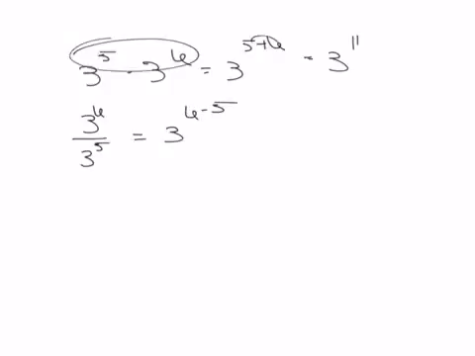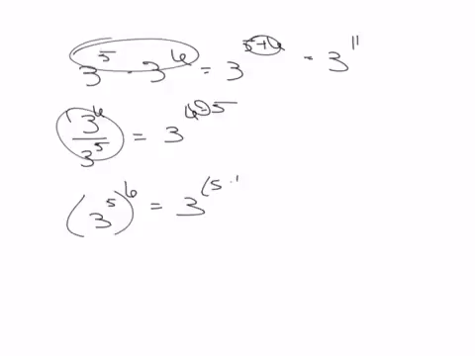So multiplication, you add; division, you subtract exponents; and then we've got the power rule where I have 3 to the 5th to the 6th power, and that equals 3 to the 5 times 6, which is 3 to the 30th power there. So when you multiply numbers with exponents, you just add the exponents. When you divide, you just subtract the exponents. And when you have 3 to the 5th to the 6th power, you multiply the exponents.